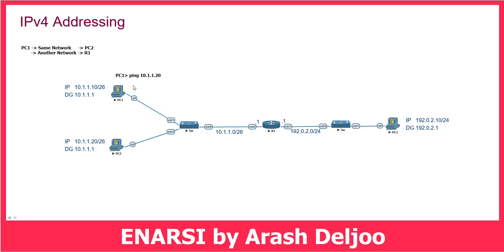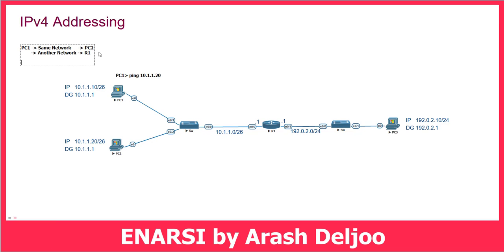You know that PC1 should compare its network ID, meaning the network ID of its IP address, with the destination IP address. Look at here. The IP address of PC1 is 10.1.1.10/26, meaning the first 26 bits of the IP of PC1 are the subnet part. Let me review here for you.